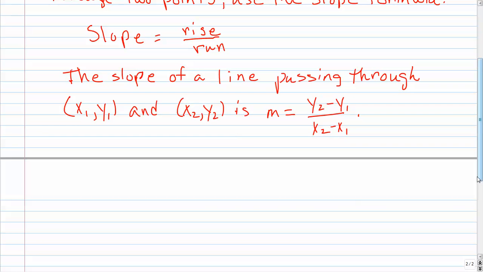And so this is the first formula that you're going to need to know in this section. So here's your slope formula, and this is the one you need to know.